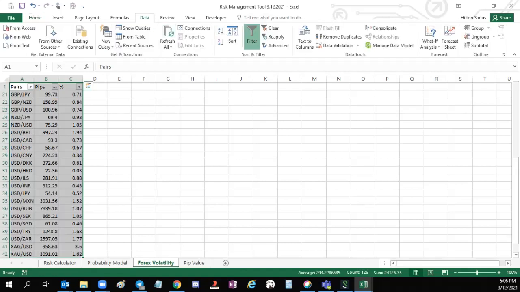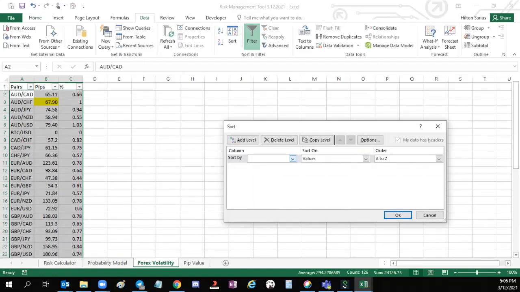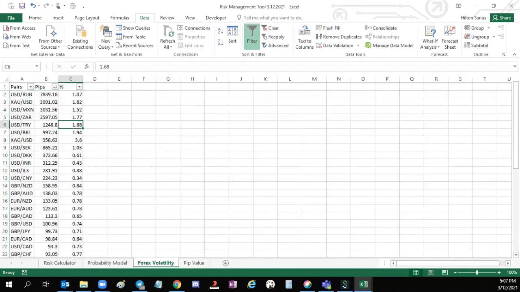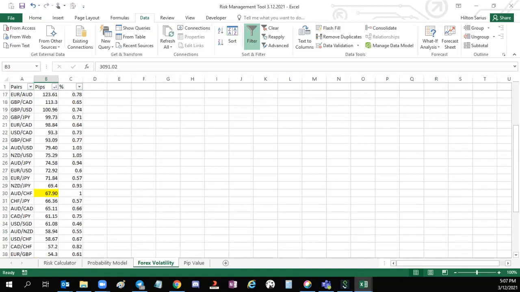And then sort by volatility. What did I sort by? Was it volatility? I believe so. So the second one, pips, that would refer to the volatility. You start from largest to smallest. Gold. So I had a highlight on gold. Let me just adjust this.